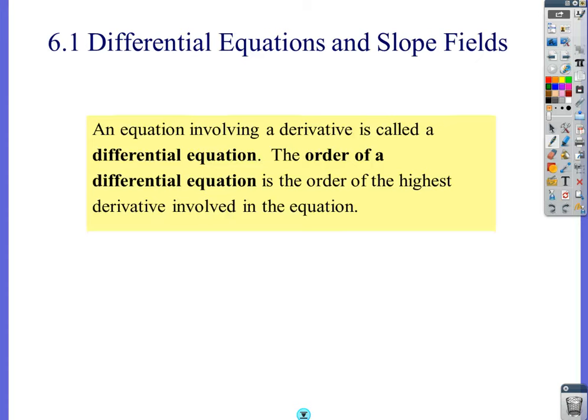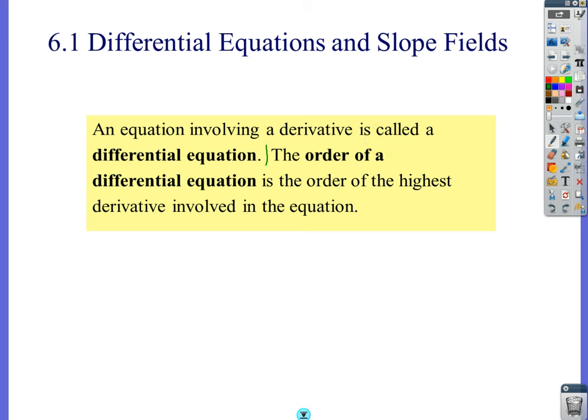Next one up, 6.1, differential equations and slope fields. All right. So it says here, let's talk about this one being differential equations. I'll just read it to you. An equation involving a derivative is called a differential equation.